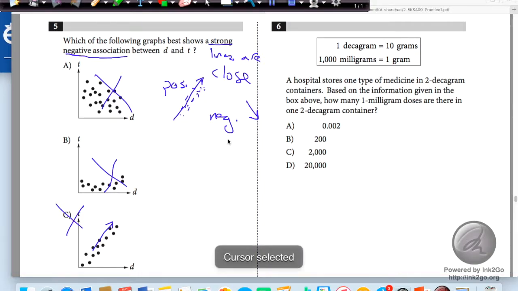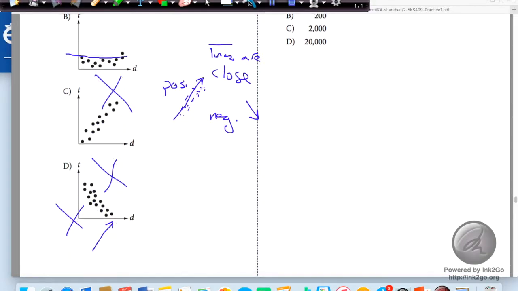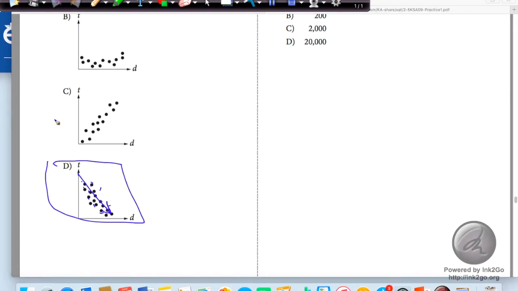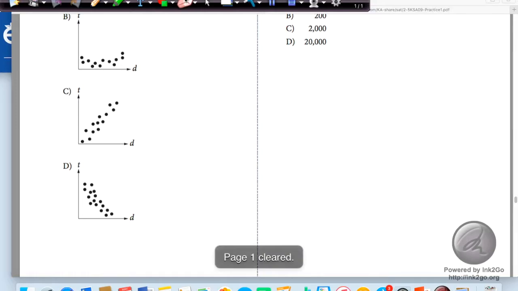Now, if I slide down to D, let's clear this off real fast. If I slide down to D, I see that there is a strong association, where all the dots are fairly close together, and this is a strong negative association. So D is going to be my best possible answer choice. Okay, let's clear that.